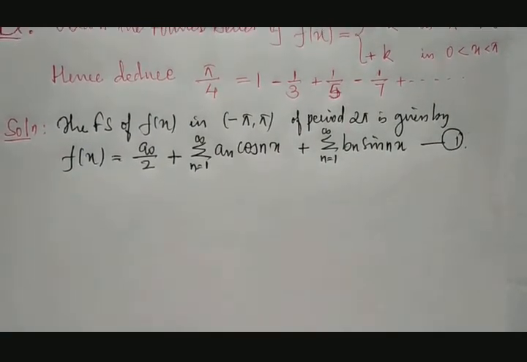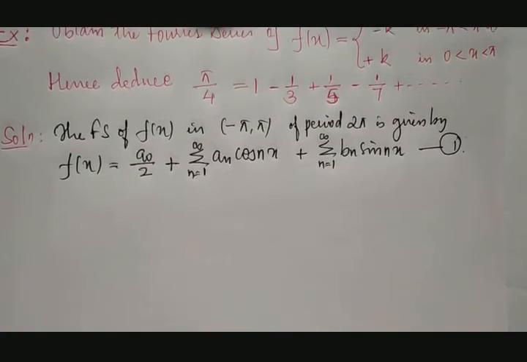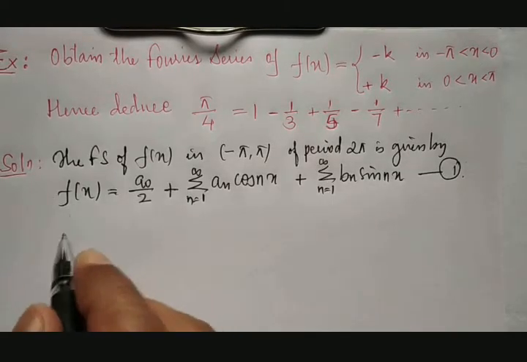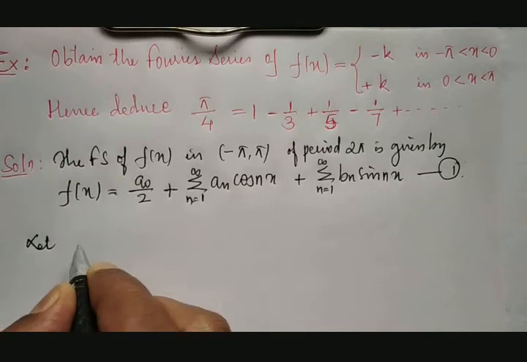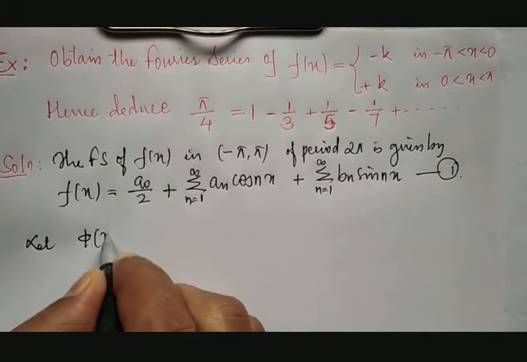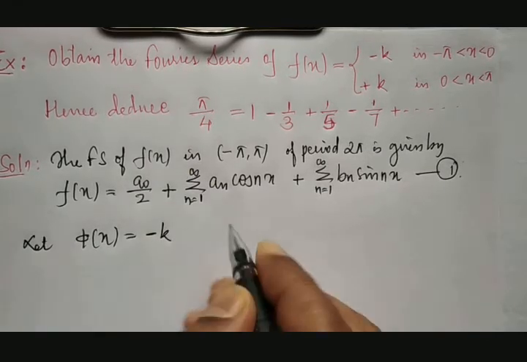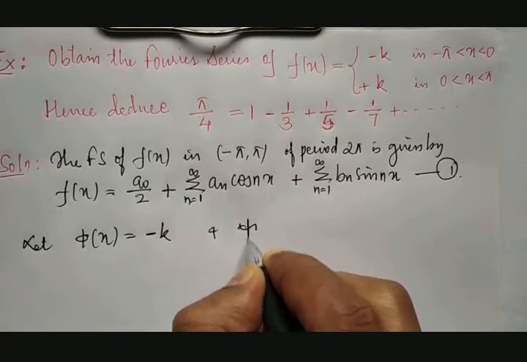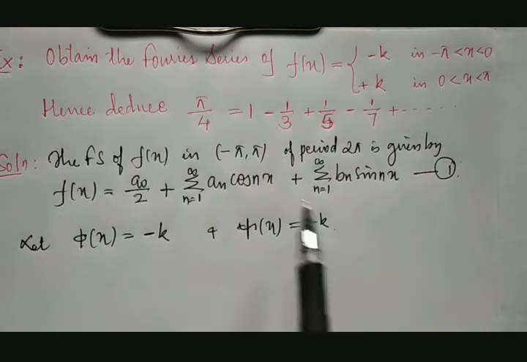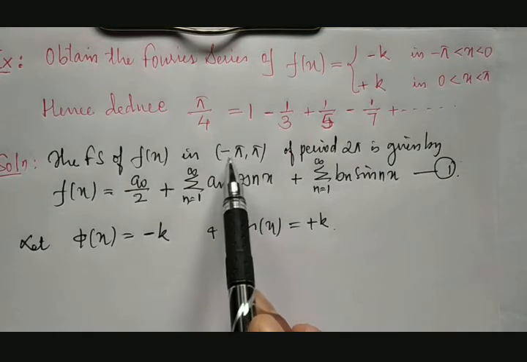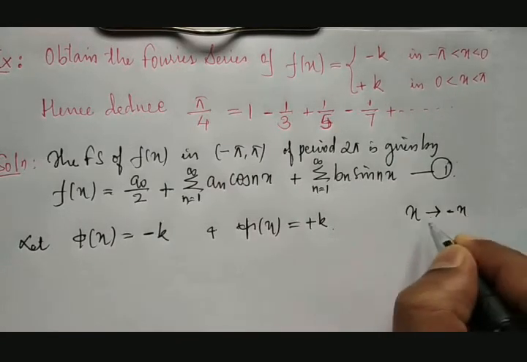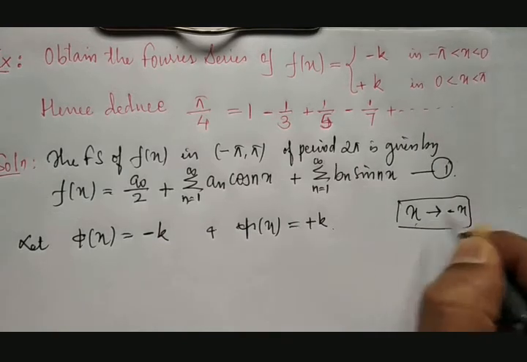But if we check the nature of the given function, it is better to get a quick result in this case. Since it is a double valued function, to check the nature of the given function, I'll be taking the first function as phi of x, that is equal to minus k, and the second function as psi of x, that is equal to plus k. Since the function is between the interval minus pi to plus pi, what to do? x is going to be replaced by minus x. This is the funda.